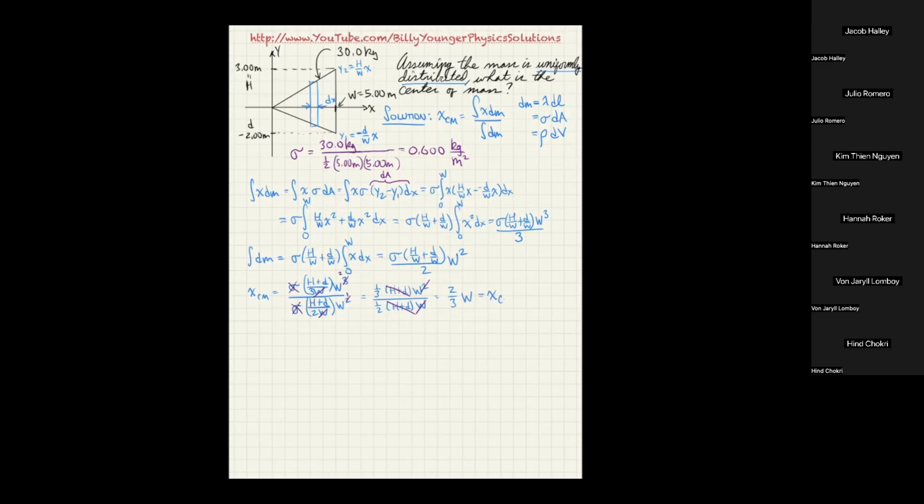So that's our x center of mass. And I'm going to go ahead and box that off so we can find it. Now we're going to do the y center of mass.